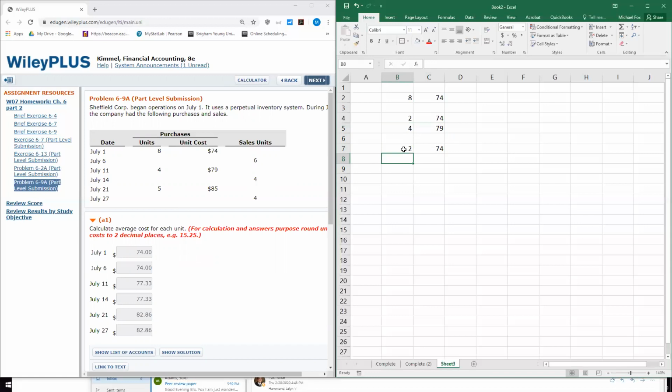Okay. And then on the 21st, I'll purchase 5 at 85. And then when I sell 4 more, well, which 4? Well, 4 out of these 5 at $85. So I'll have 2 that cost 74, and I'll have 1 that costs 85 left in inventory. Multiply that out, and that would tell me the value of my ending inventory.